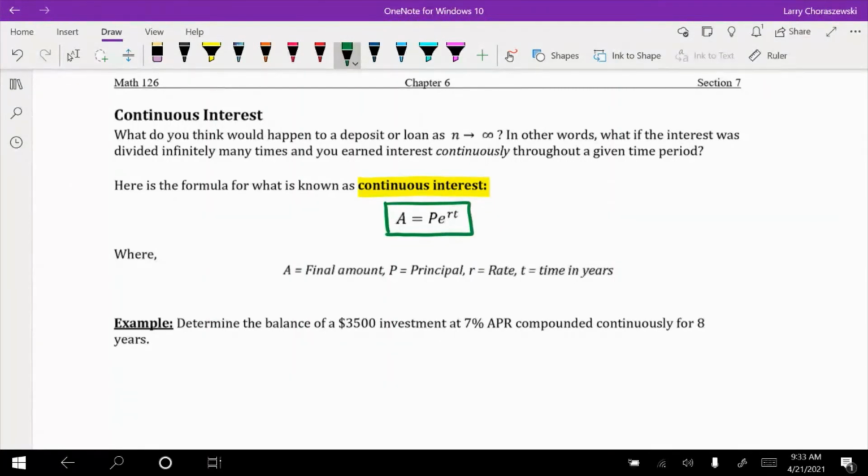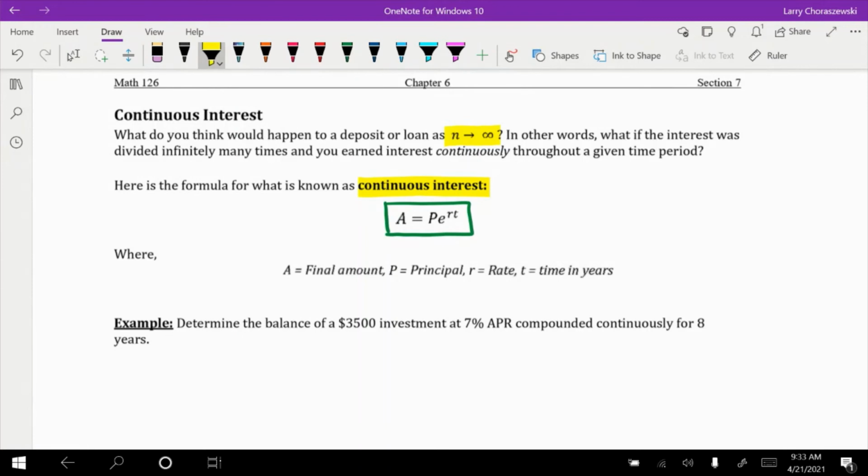And so just to discuss the formulas here, A is the final amount like before, P is the principal like before, and the rate and the time are the same units as before. What's missing from this list is the value of n, and that's because we're assuming it to go to infinity.